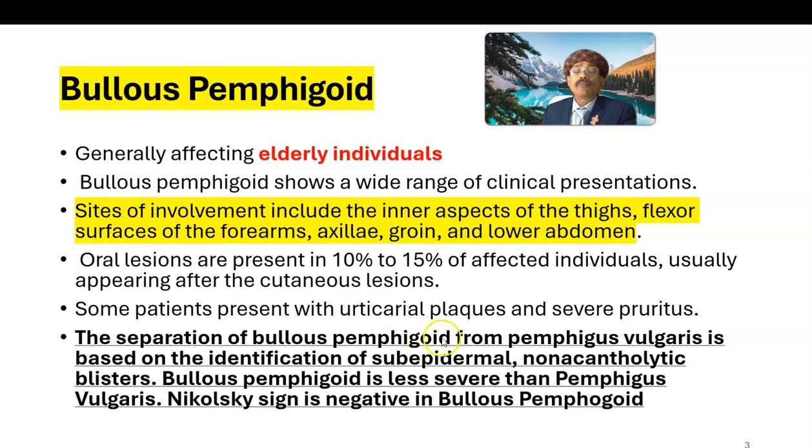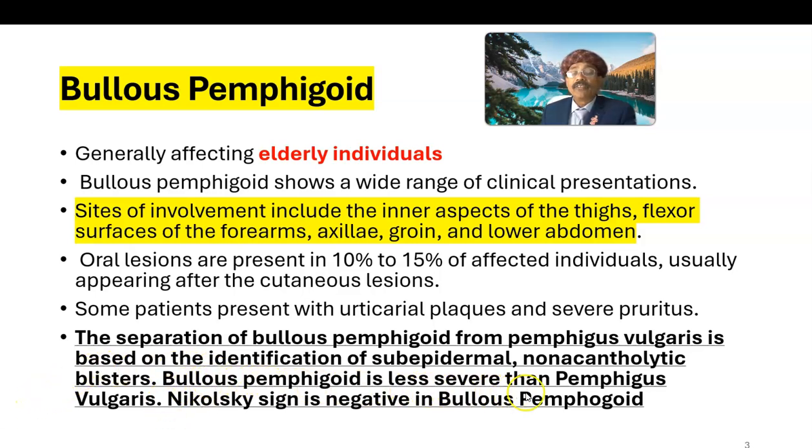The separation of bullous pemphigoid from pemphigus vulgaris is based on identification of a subepidermal, non-acantholytic blister. In pemphigus vulgaris, the epithelial cells just above the basal layer are affected, but here the problem is just below the basement membrane, involving the hemidesmosomes.